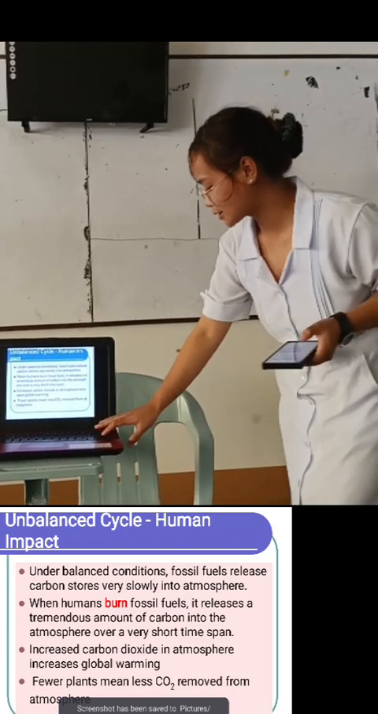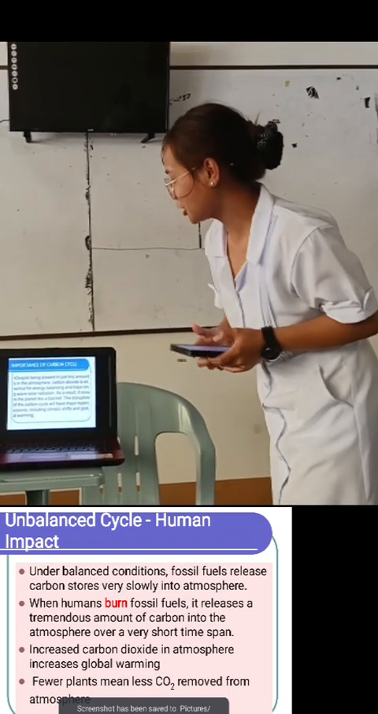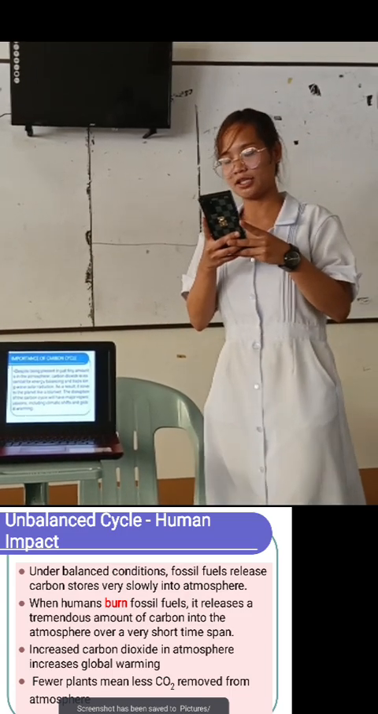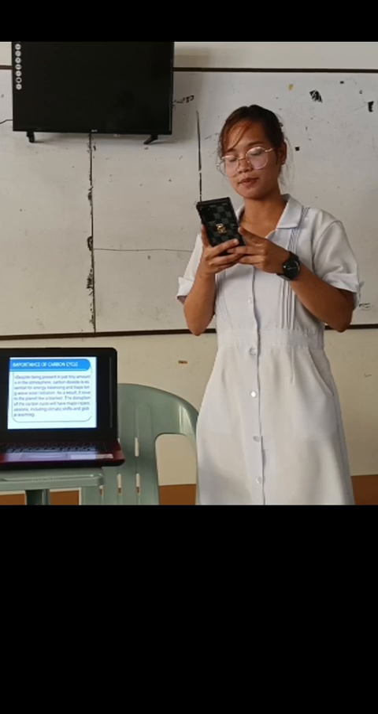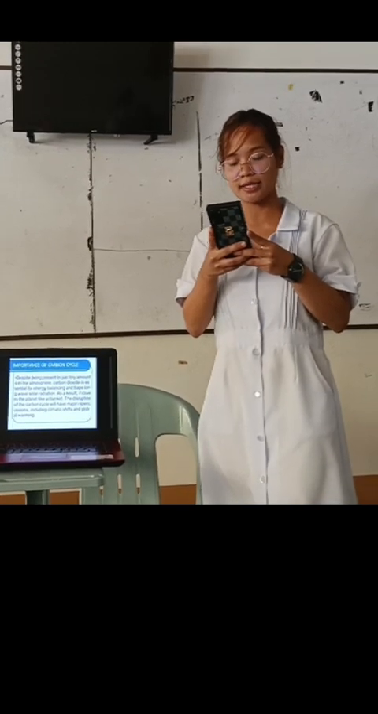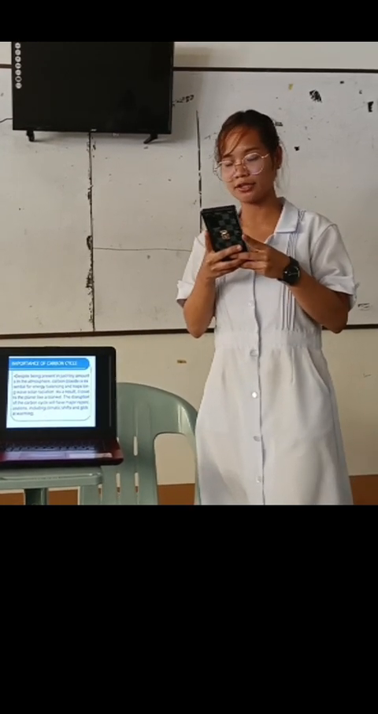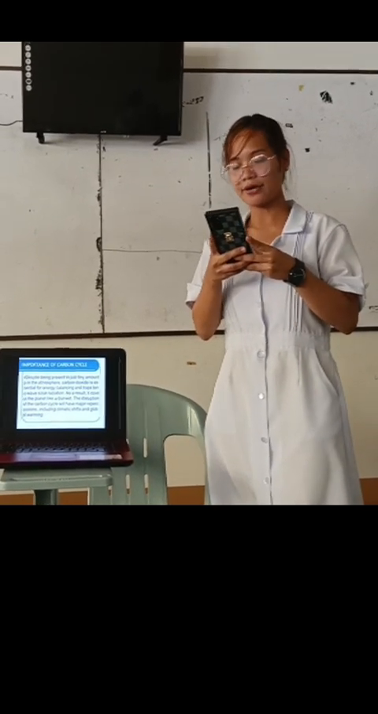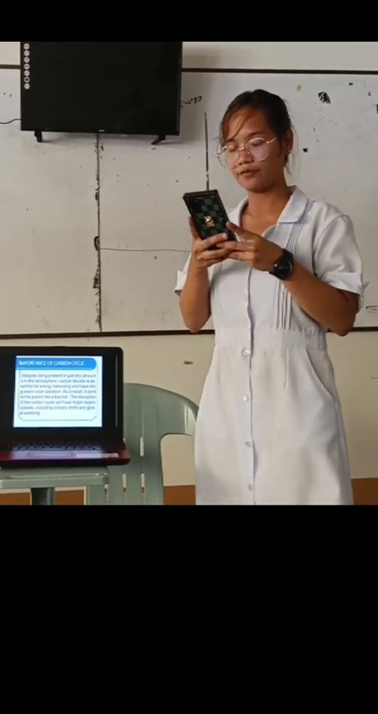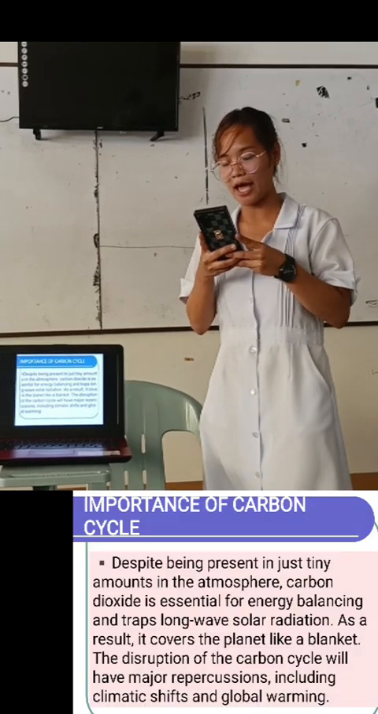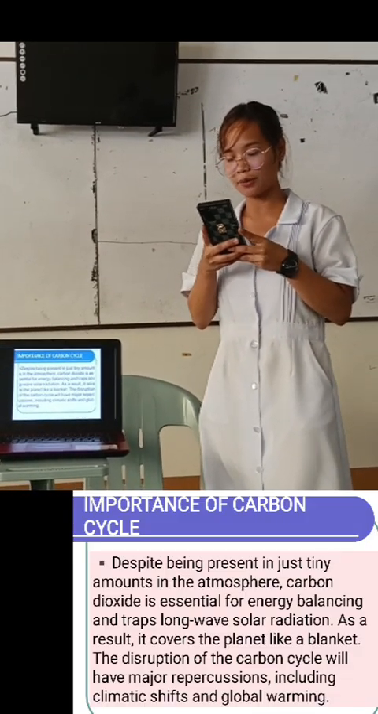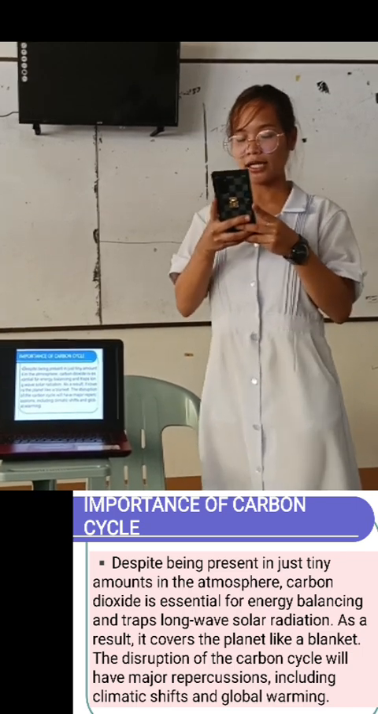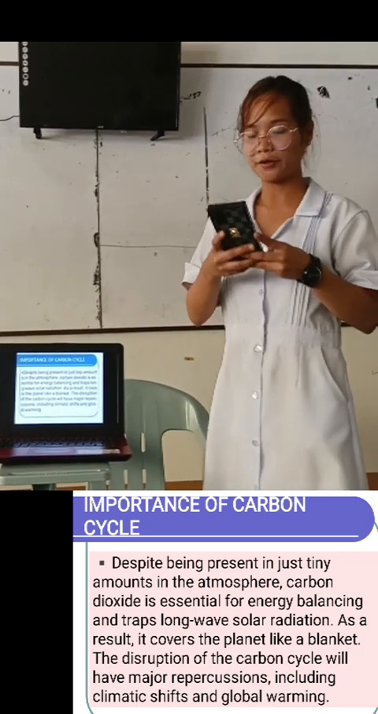The next is importance of the carbon cycle. Despite being present in just a tiny amount in the atmosphere, carbon dioxide is essential for energy balancing and traps long-wave solar radiation. As a result, it covers the planet like a blanket. The disruption of the carbon cycle will have major repercussions including climatic shift and global warming.